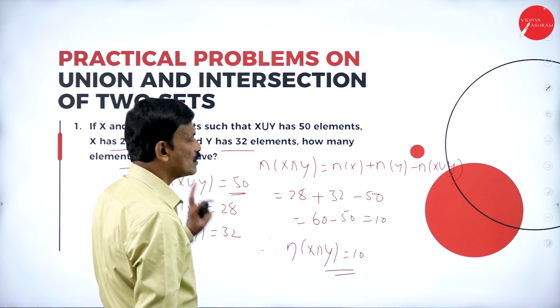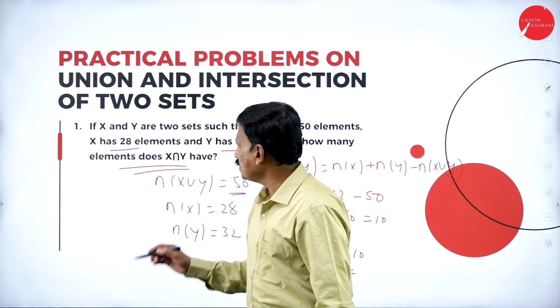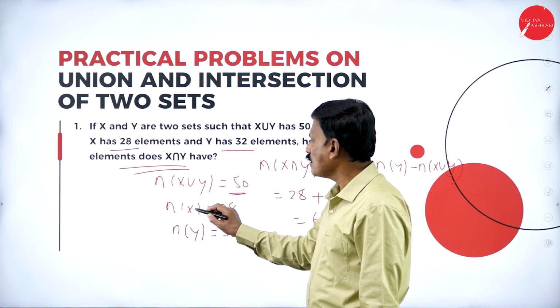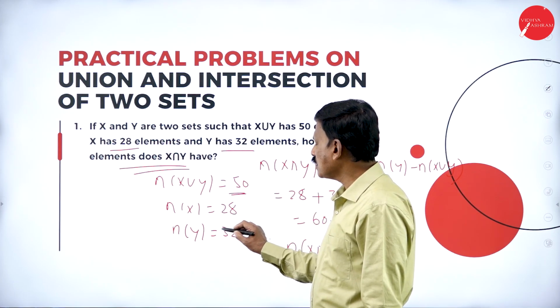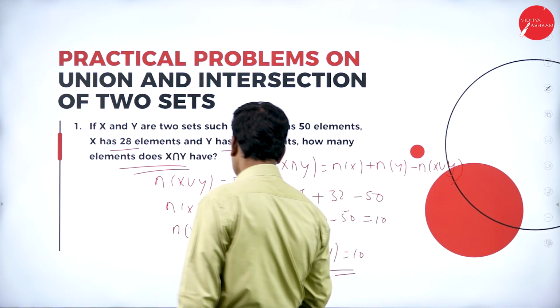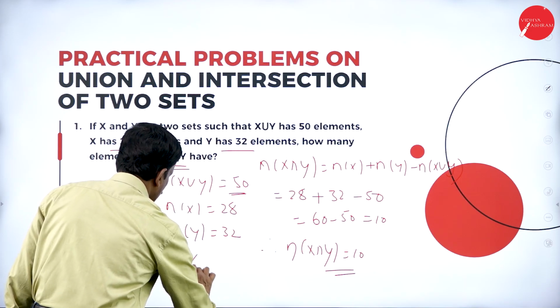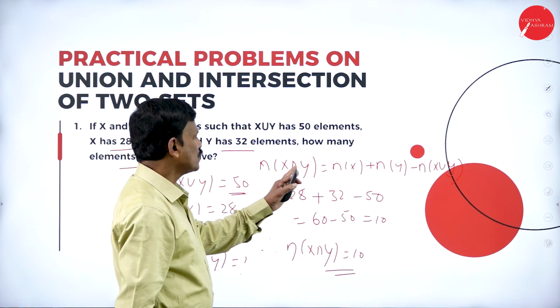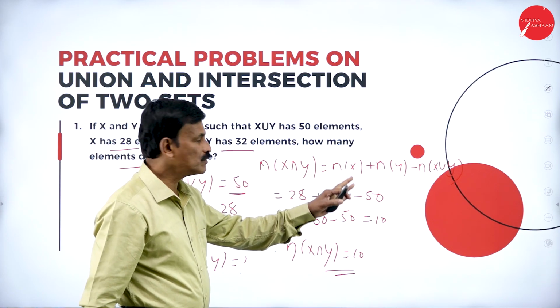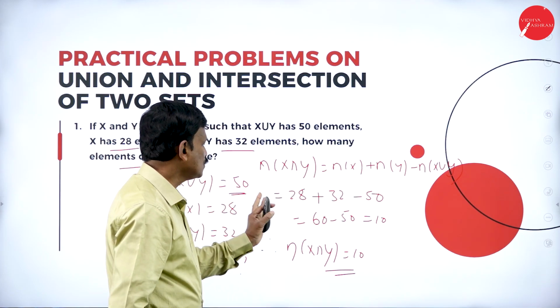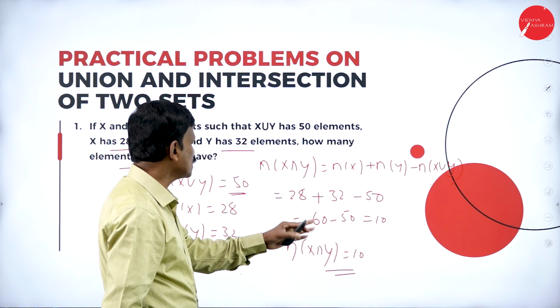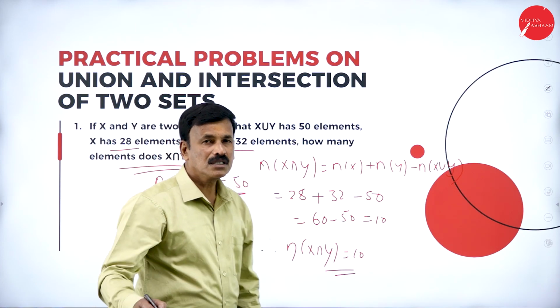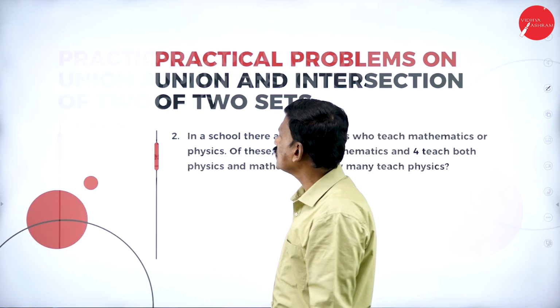So just write down the given values. Given n of X union Y is 50, n of X is 28, n of Y is 32. What is to find is n of X intersection Y. The formula is n of X intersection Y is n of X plus n of Y minus n of X union Y. 28 plus 32 minus 50, that's equal to 10. Right. Now move on to a similar type of problem.